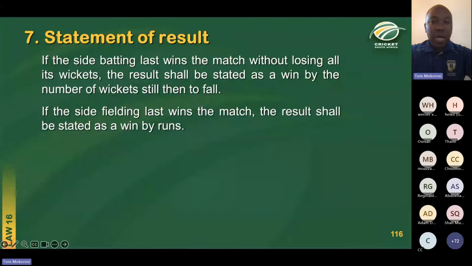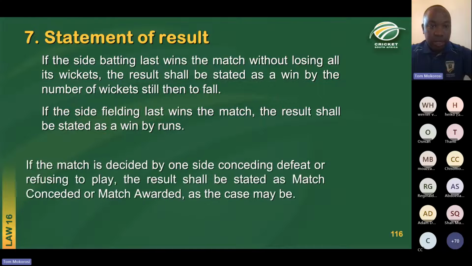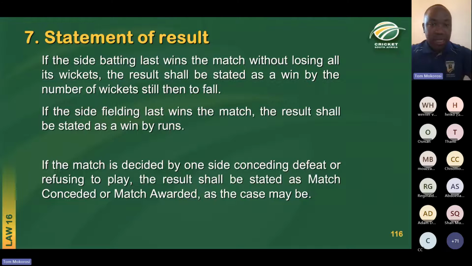If the side fielding last wins the match, the result shall be stated as a win by runs. So apologies if I've got the total wrong, but I think India scored 223 runs in the World Cup final. If Australia had scored 220 runs all out, then India would have won the match by 3 runs. How do I get to 3? 223 minus 220 is 3 runs short. So India would have won the match by 3 runs.